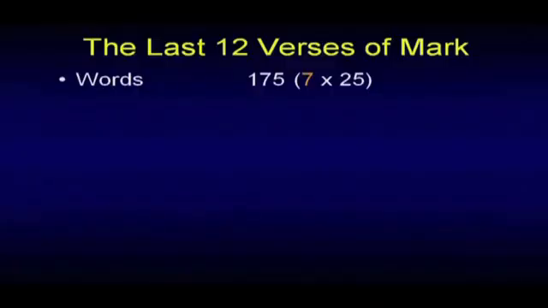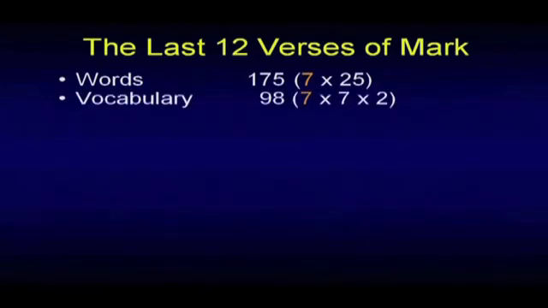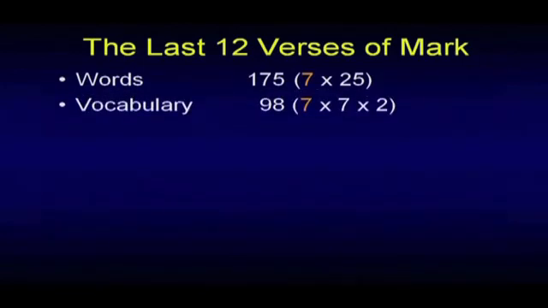In the last 12 verses of Mark, Hannah noticed a few things. In the number of words, if you add it up in the Greek, it turns out there's 175 words. That happens to be 7 times 25. Okay, big deal. The vocabulary, the different words: of the 175 words, there are 98 different words. That also happens to be a multiple of 7 exactly. Well, that's kind of interesting. Trying to do that deliberately is a real chore, by the way, to make those both come out that way.